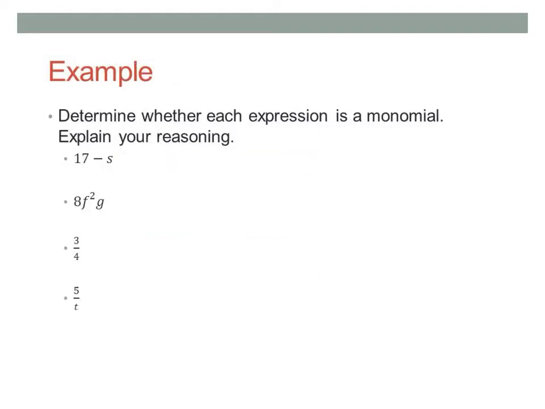So we need to decide if these are monomials, and we need to explain our reasoning. So 17 minus s, is that a monomial? So we're going to say no. And what is our reasoning? I would say because it is two terms, not just one term. Or you could say because it has a subtraction sign, or because it is subtraction. So you only need one reason, but there's two there.